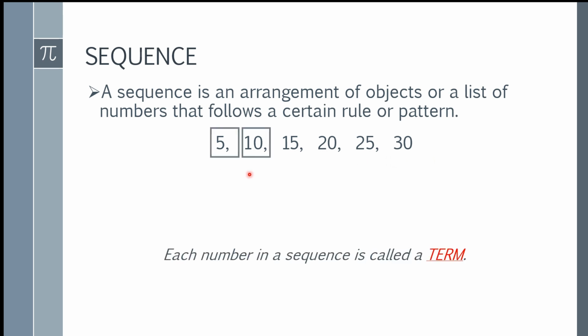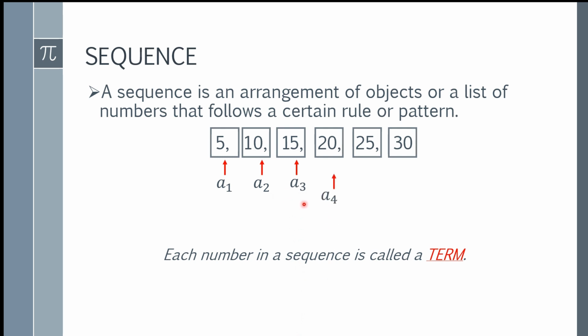Each number in a sequence is called a term. Here in our example, we have 6 terms. 5 is considered to be the first term, which is denoted by a sub 1. 10 is a sub 2 or the second term. 15 is a sub 3 or the third term. 20 is a sub 4 or the fourth term. 25 is the fifth term or a sub 5. And 30 is a sub 6 or the last term.